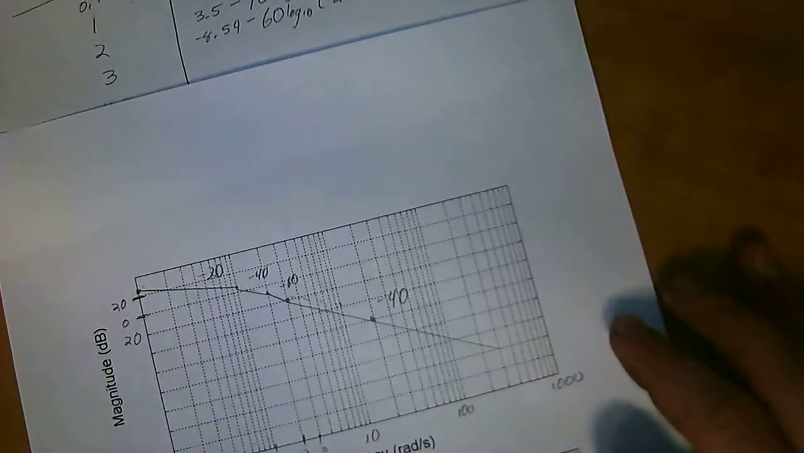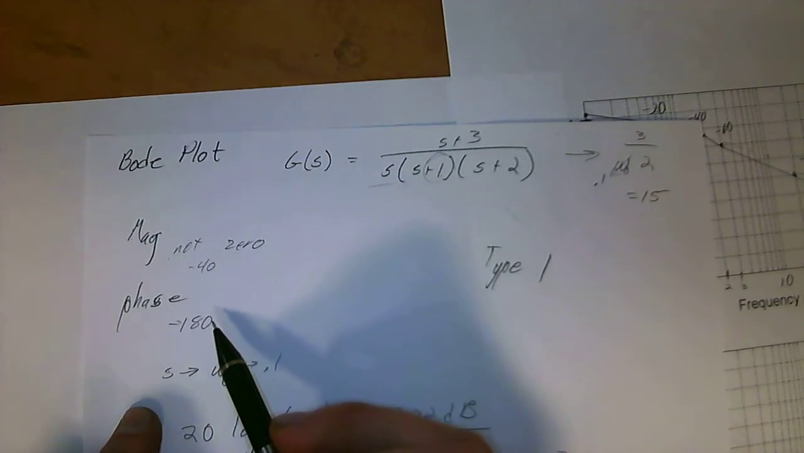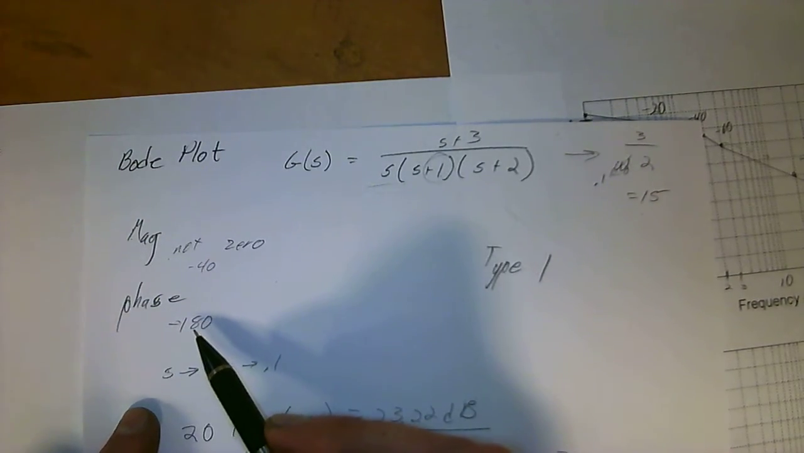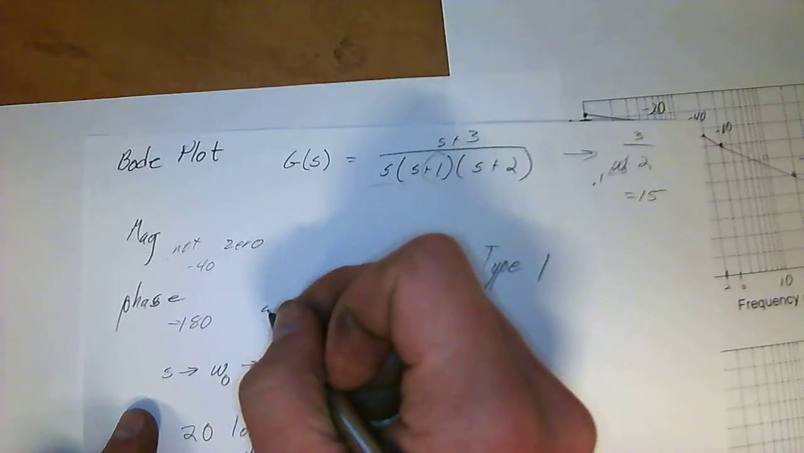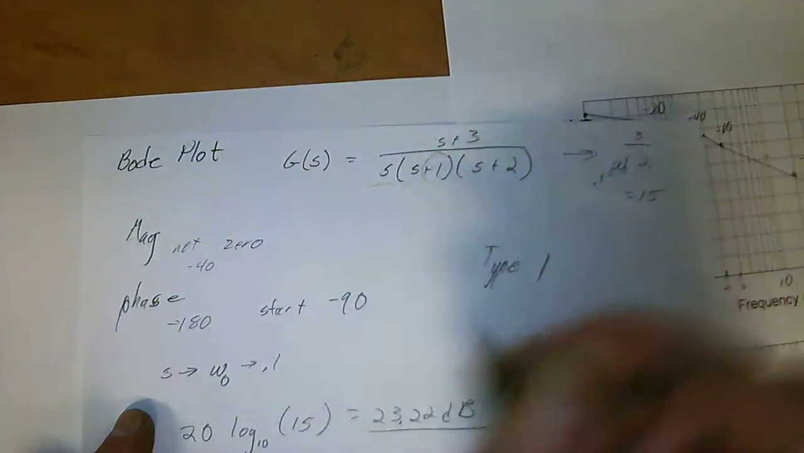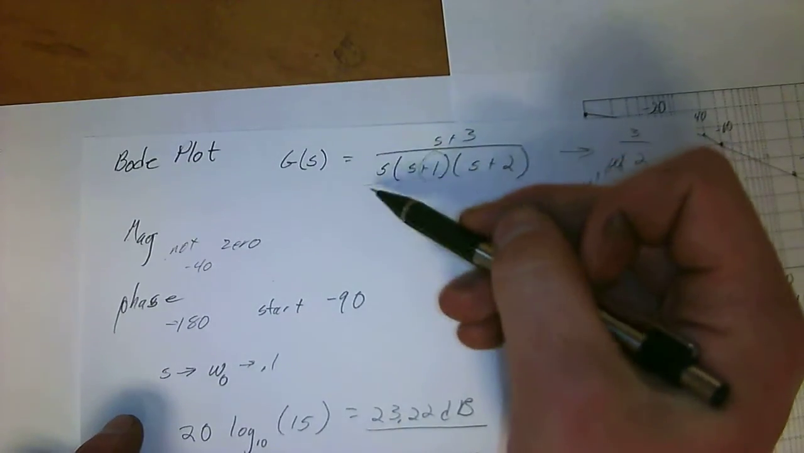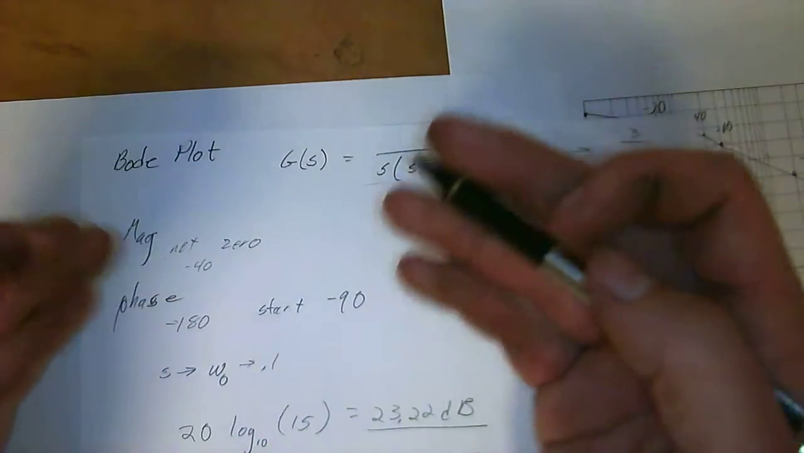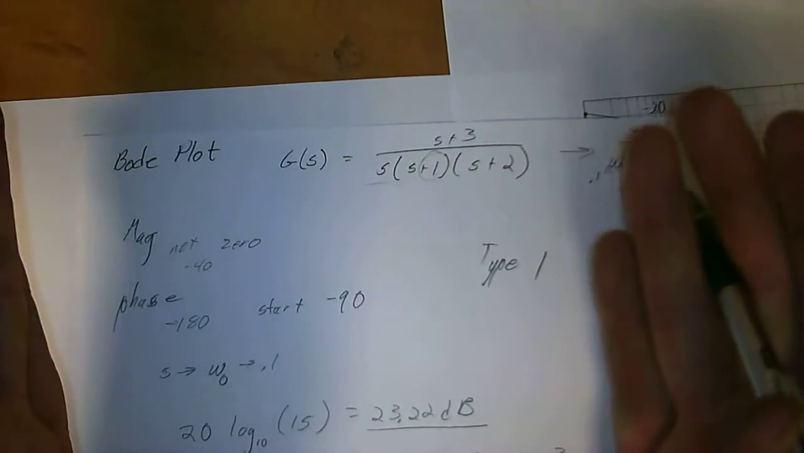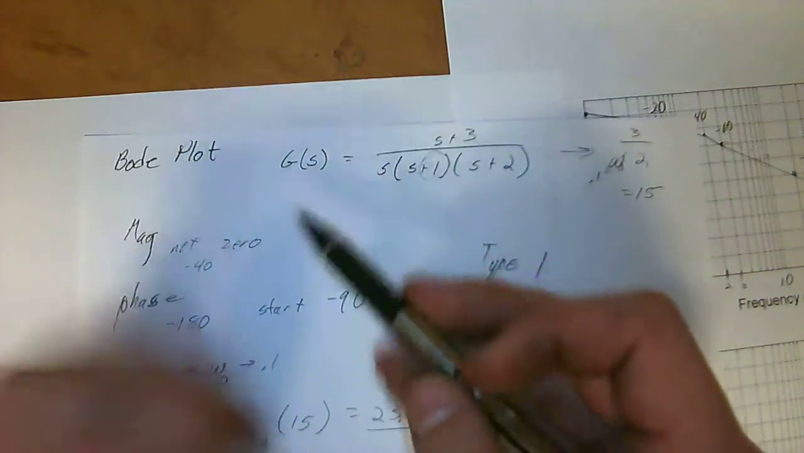Okay, so that's the magnitude plot, but now we have to do the phase plot, which is a whole other set of tables and charts. With the phase plot, we know that it's going to end at -180, and since we have a pole at the origin, it's going to start at negative 90. And that's just a given, because every pole contributes negative 90 degrees over 2 decades, but the pole at the origin doesn't really have 2 decades, so you just automatically add negative 90 to the phase.